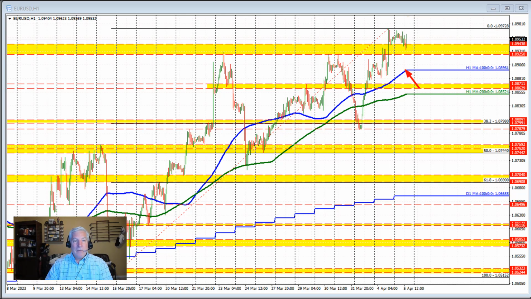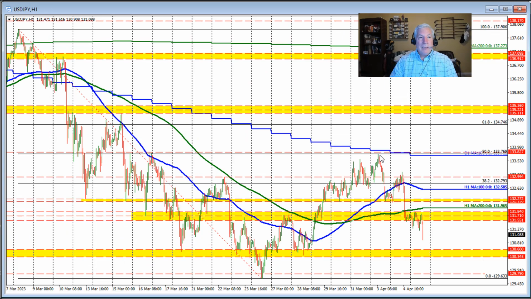Let's take a look at the dollar versus yen next. And if we look at the hourly chart to start things off here, what we've seen is the price move down 1, 2, and working on the third day in a row to the downside here for that currency pair from the high that we saw on Monday's trade.